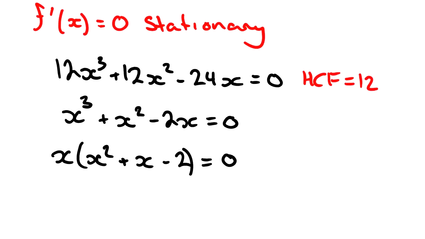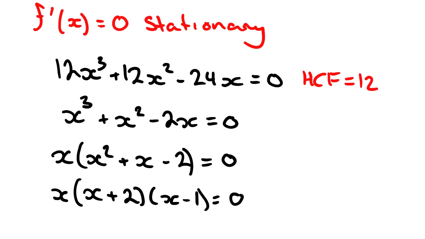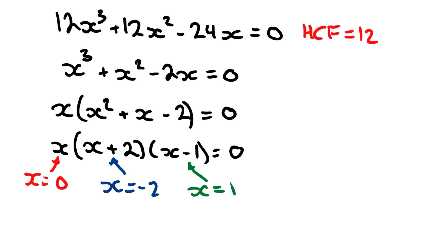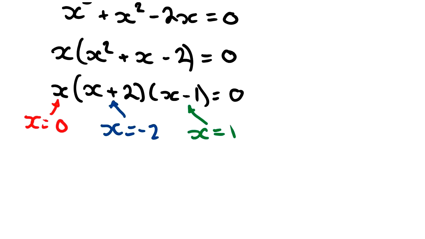That's a quadratic, so we can factorize that. Now again, you can use the quadratic formula if you wish, or any alternative method you prefer. So if we factorize that, we get this, and at this point we can list our values. So our first x is going to be 0 here. Our second x is going to be -2, because remember, you're trying to focus on what makes each part 0. And this x over here will be 1. So we have 3 stationary points.